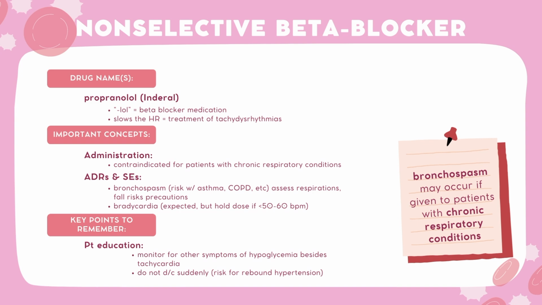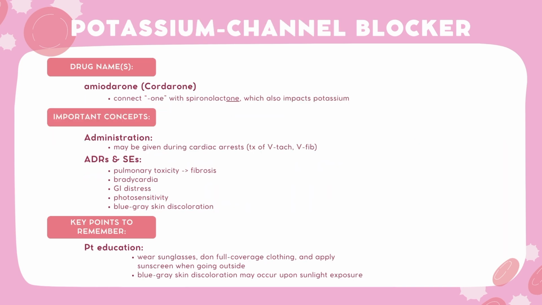Patients with diabetes mellitus should be aware that they will have to rely on other physiological cues to alert them to hypoglycemia if they are on beta blocker medications, as the slower heart rate produced by these medications can mask the tachycardia that characterizes low blood sugar. Patients should be advised to discontinue these medications slowly and with provider supervision, as rebound hypertension and tachycardia can occur upon sudden discontinuation. Now, the potassium channel blocker, amiodarone.